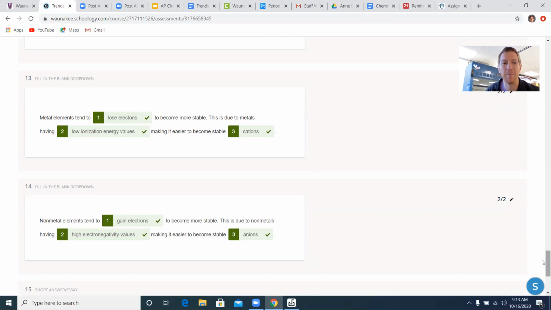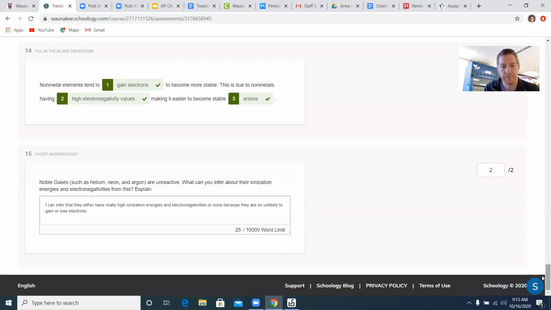Number 14, non-metals will gain electrons typically. This is because they have a high electronegativity. Remember what I just talked about, your nucleus trying to attract from another atom to grab those electrons. And if you have a negative charge, you are now an anion.